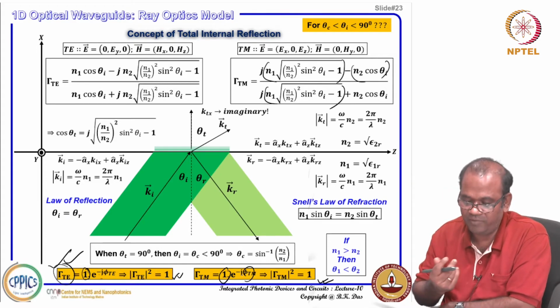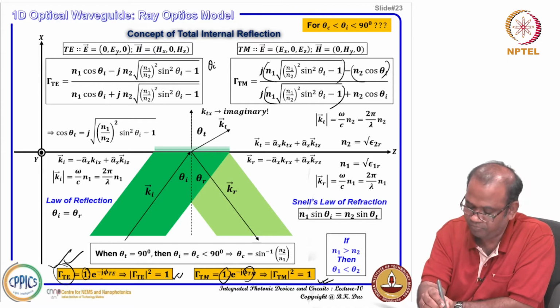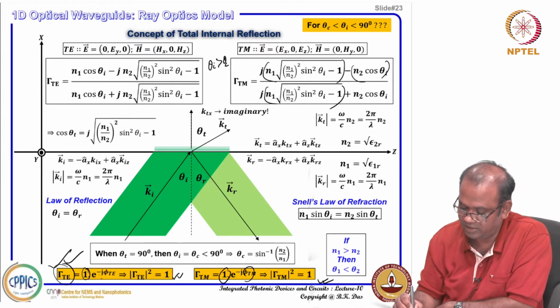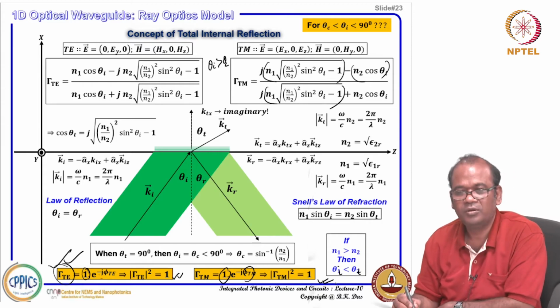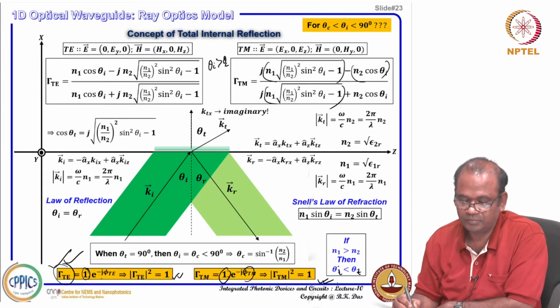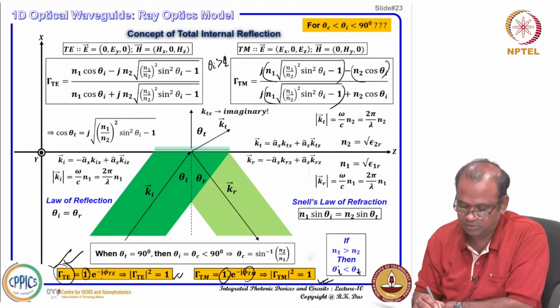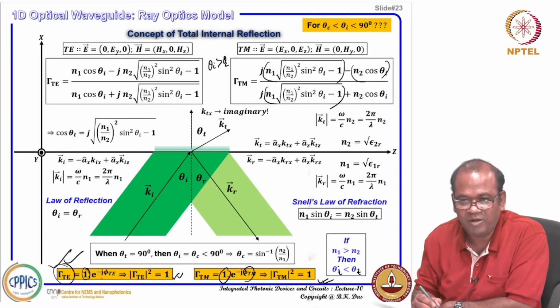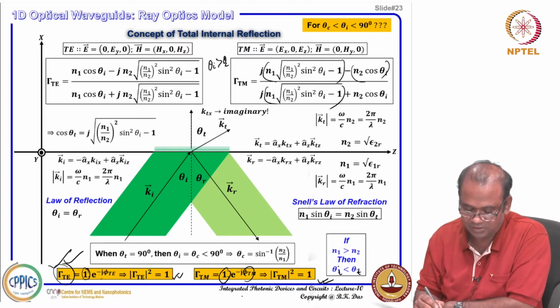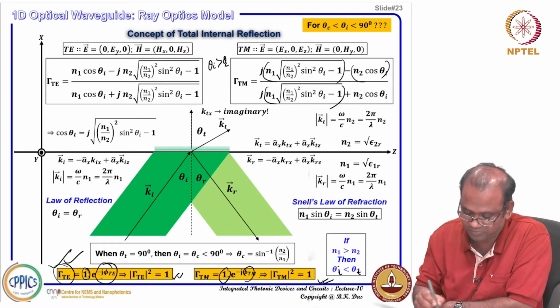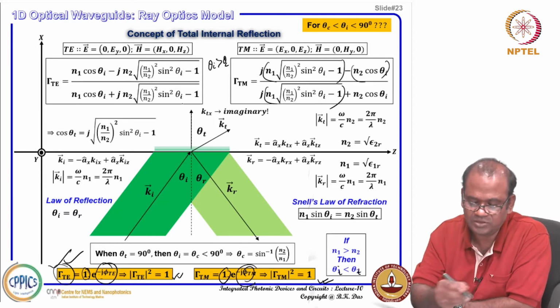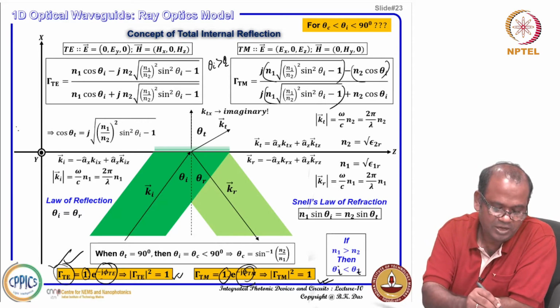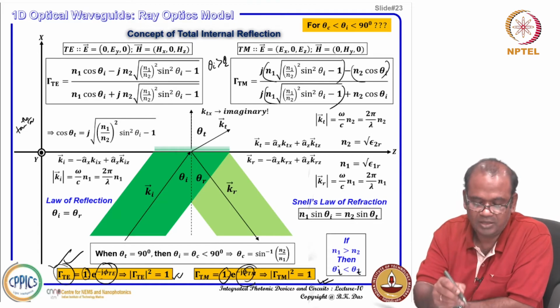So, whenever theta I is greater than theta c, then you have total internal reflection, but you also have some additional phase part. So, how to find the phase? That you can find straightforwardly, just tan inverse B by A. That will be the phase angle in the numerator, and tan inverse B by A is also the phase angle in the denominator.